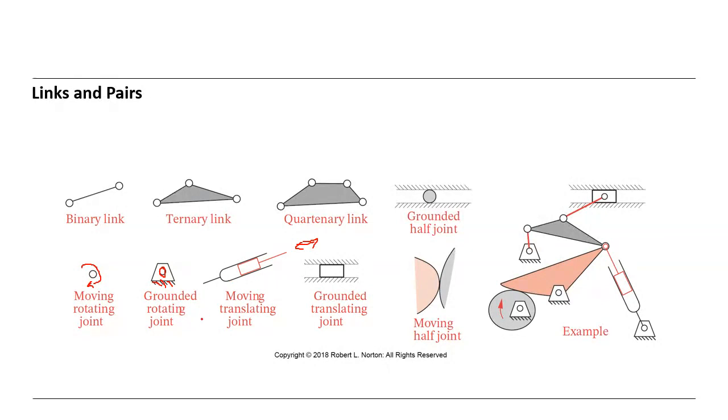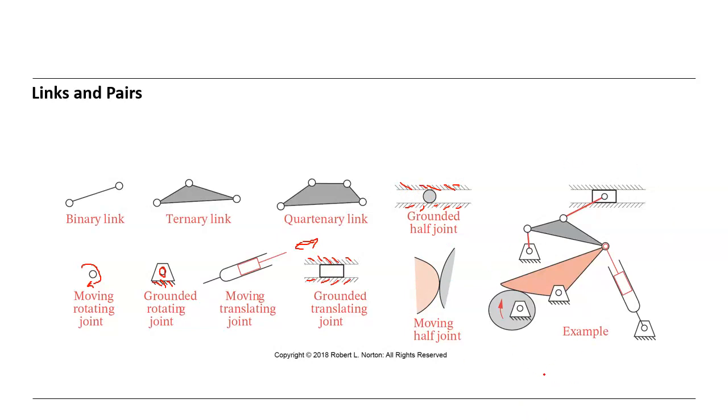So moving translating joint. So this is also grounded translating joint. Grounded, so this means ground fix. Grounded translating joint. And here we have grounded half joint, like this here, grounded against. So this always means grounded half joint. And moving half joint, so 2 degrees of freedom here. Also here 2 degrees of freedom if we have only this part.